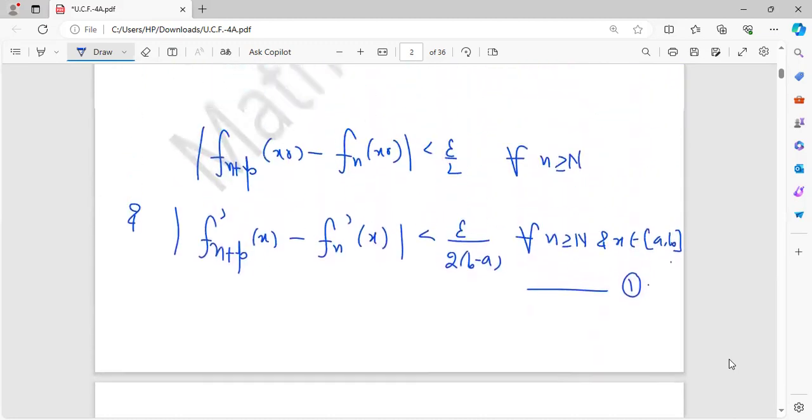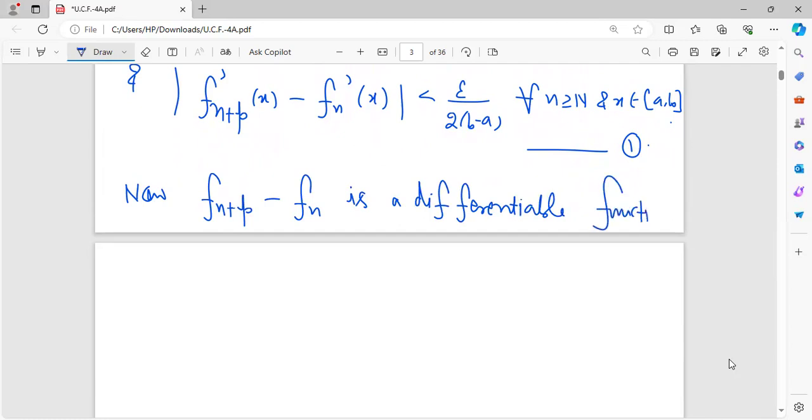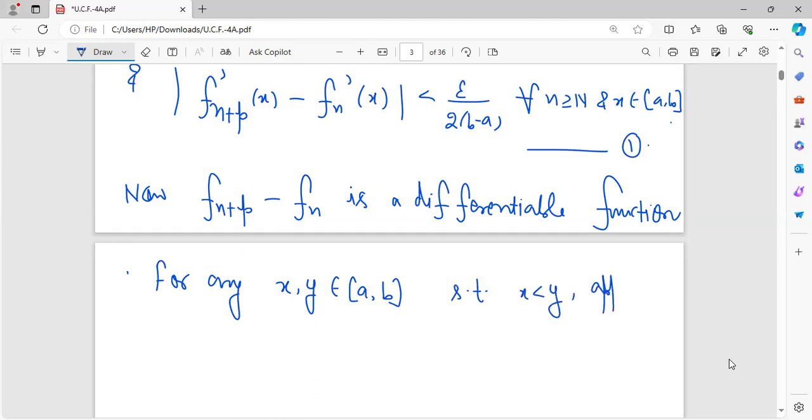Now, f_{n+p} minus f_n is a differentiable function. For any x and y belonging to the closed interval [a, b] such that x is less than y, apply the mean value theorem. We are applying the mean value theorem.